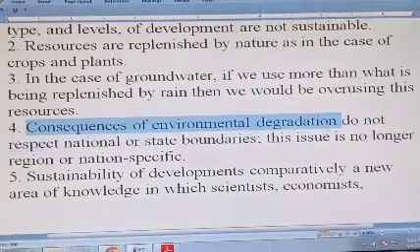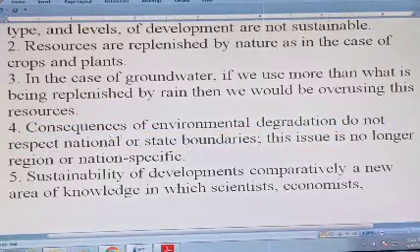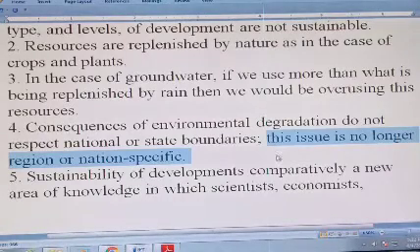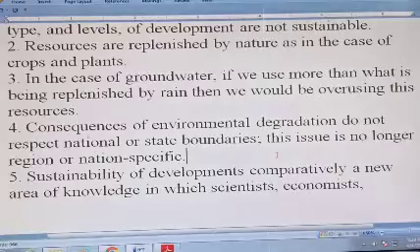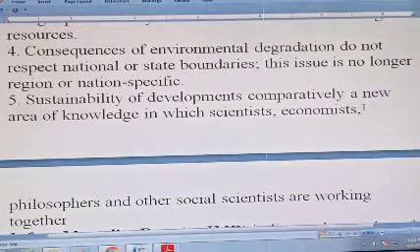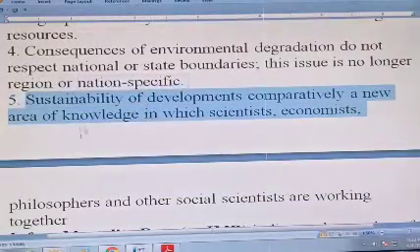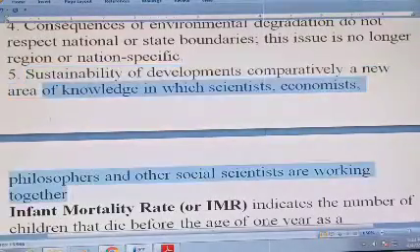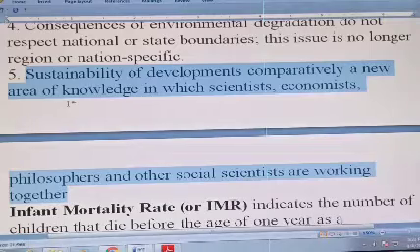Consequences of environmental degradation do not respect national or state boundaries. This issue is no longer regional or nation specific. It means people are using the environment in an indiscriminate manner. Sustainability of development is a comparatively new area of knowledge in which scientists, economists, philosophers and other social scientists work together. Sustainability of development means to retain the development that is going on, to retain the process or to increase the process, with scientists, economists, philosophers and other social scientists working together.